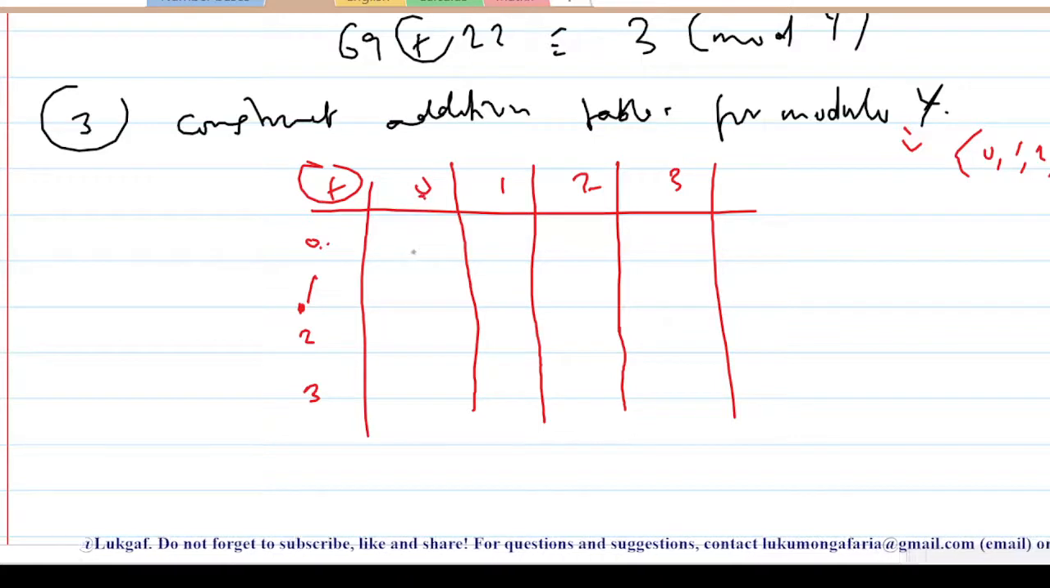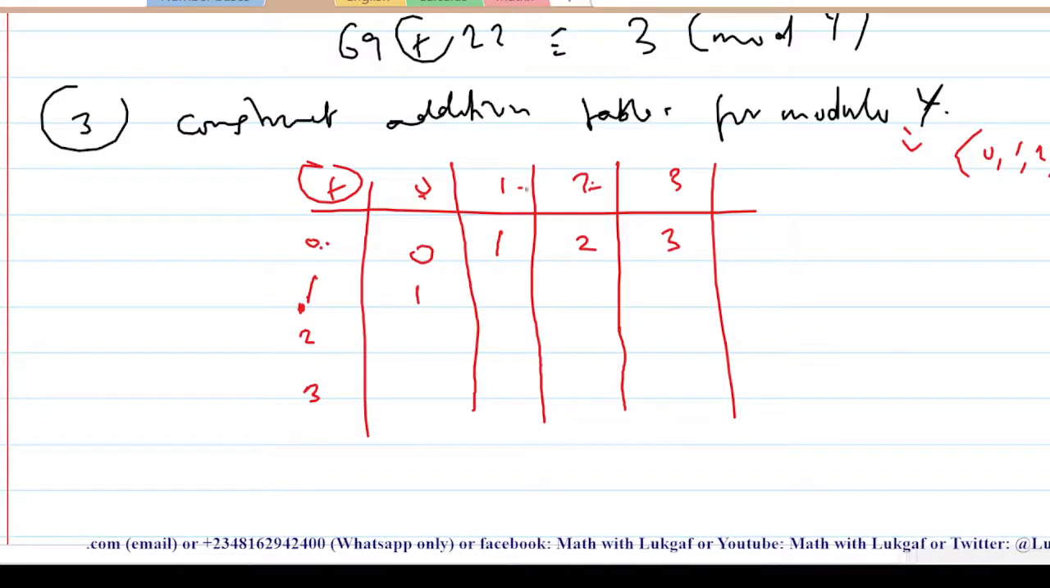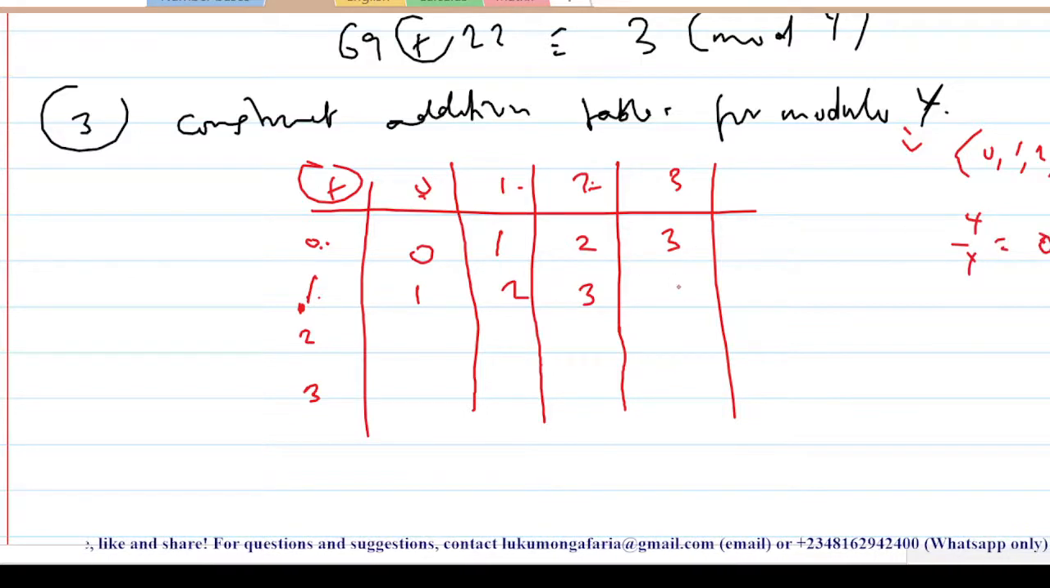So 0 plus 0, 0, 0 plus 1, 1, 0 plus 2, 2, 3. Likewise, 1 plus 0, 1, 1 plus 1, 2, 1 plus 2, 3, 1 plus 3 is 4. Are we going to write 4? We are not going to write 4 because 4 has exceeded the residue. So you are going to convert 4 back. You are going to do this by dividing 4 by 4. This will give you 1 remainder 0. And don't forget we are interested in the remainder. We are going to put it down.